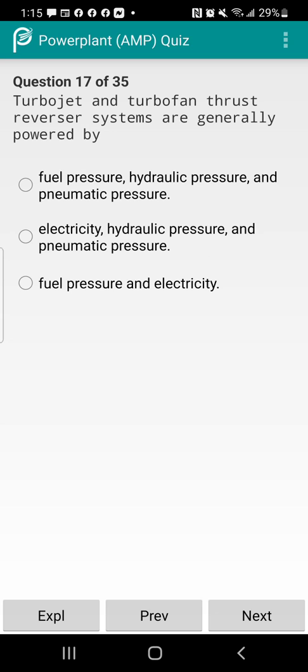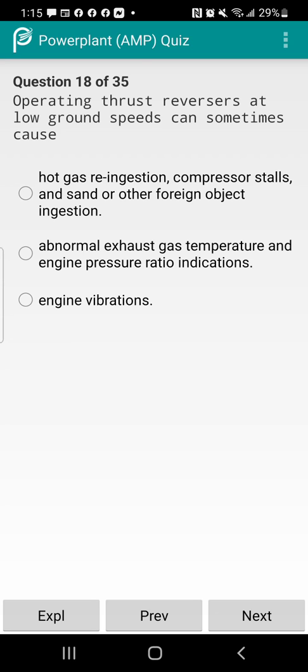Turbojet and turbofan thrust reverse systems are generally powered by electrically, hydraulic pressure, and pneumatic pressure.